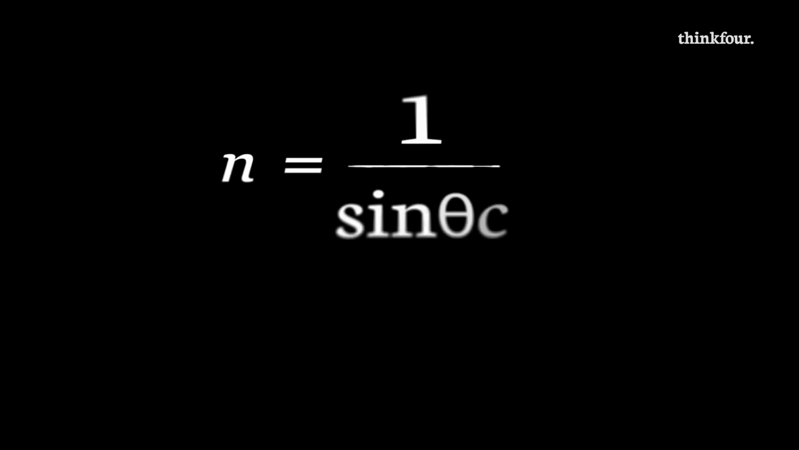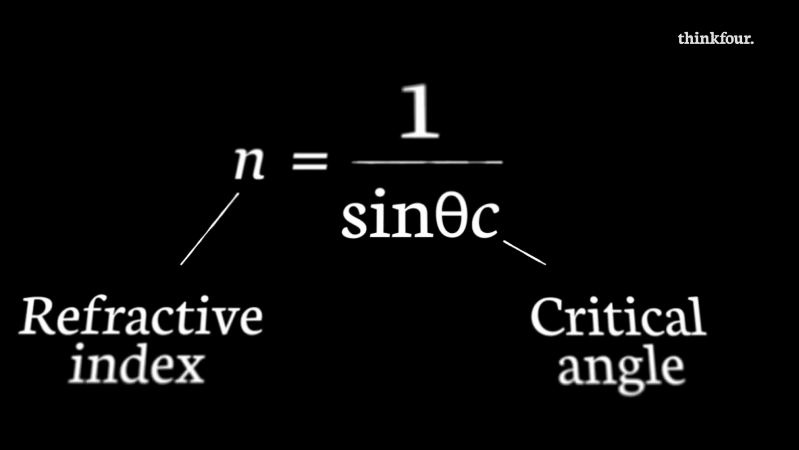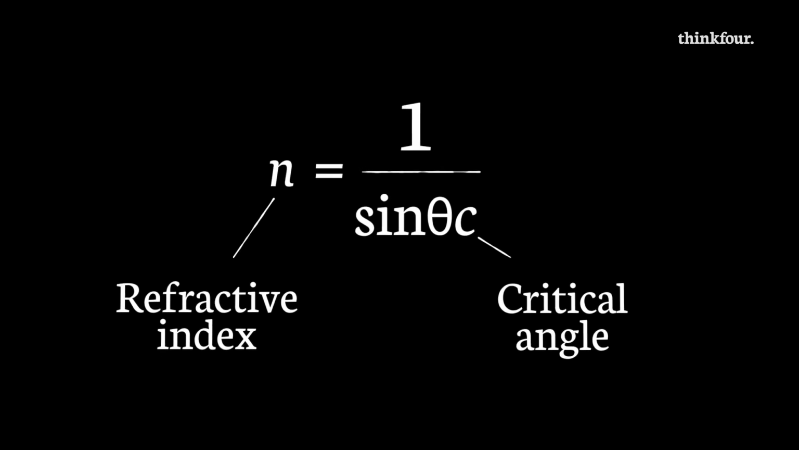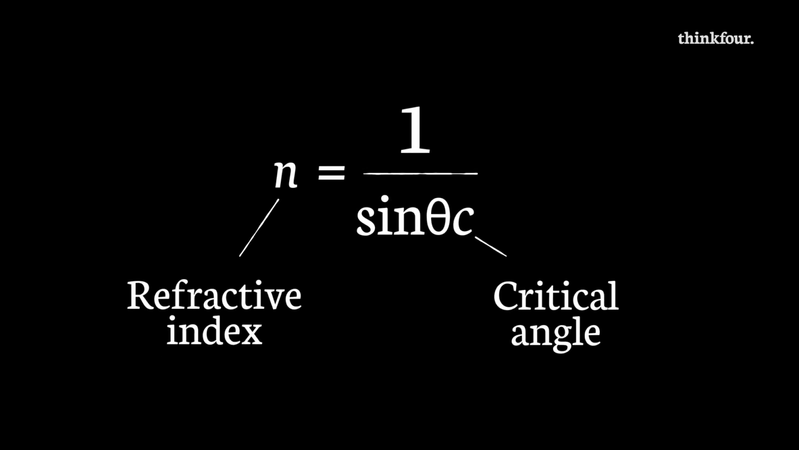Internal reflection occurs if the angle of incidence that the light is striking the surface at is greater than the critical angle. Critical angle can be calculated using the equation n = 1 / sin θc, where n is the refractive index of the material the light is traveling through, and θc is the critical angle.